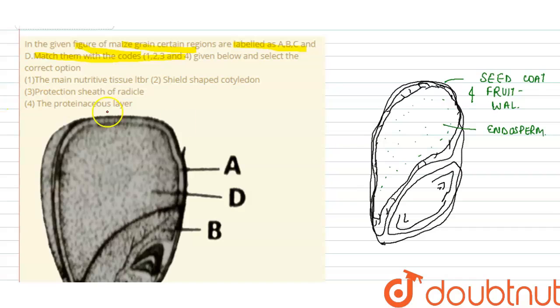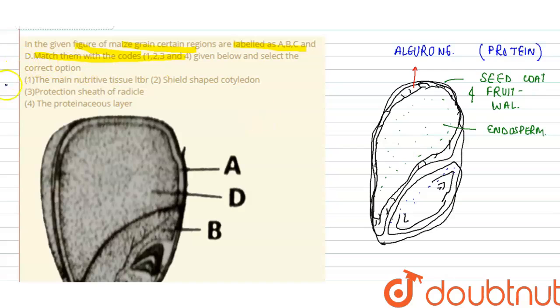It provides the nutrition. Now there is a layer of protein which separates the endosperm from the developing embryo. So this portion is completely endosperm, whereas this portion is the developing embryo. It is separated by the layer of protein which is known as the aleurone layer. It is proteinaceous in nature.